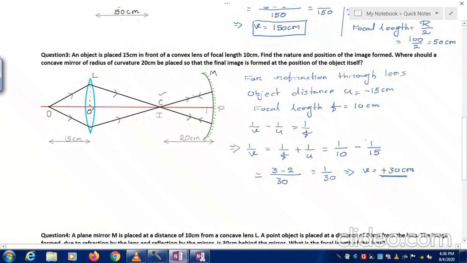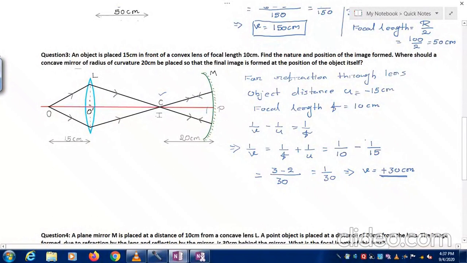As the final image is formed at the point O again, the image formed by the lens must be at the center of curvature of this concave mirror, so that the rays from this point I meet the mirror normally. So after reflection, the reflected rays go back over the same path of the incident ray and finally meet at the point O again. So here V is equal to 30 centimeter. Already we have calculated the value of V.